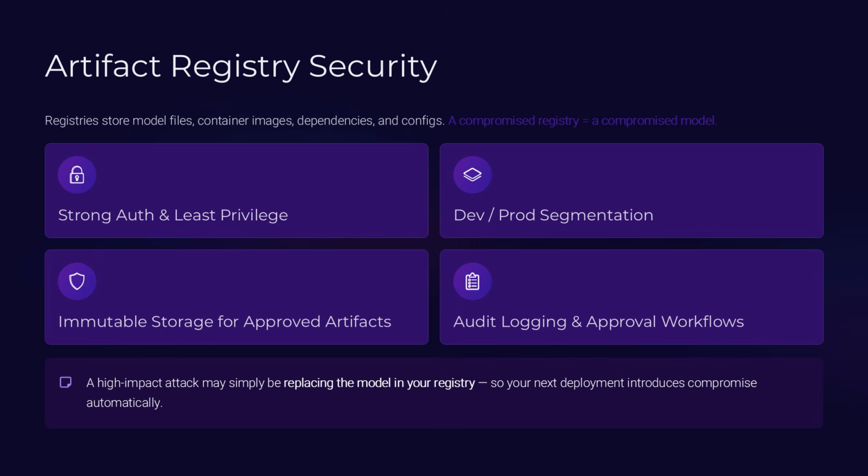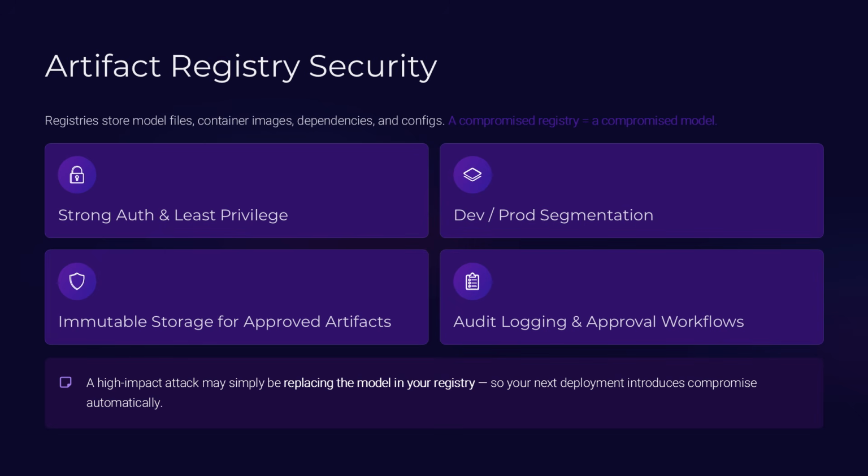You must implement strong authentication and authorization for registry access, least privilege access controls, segmentation between development registries and production registries, immutable storage rules for approved artifacts, audit logging for artifact uploads, downloads, and deletions, and approval workflows before promoting a model artifact to production. You must also treat the registry as a sensitive target for attackers.